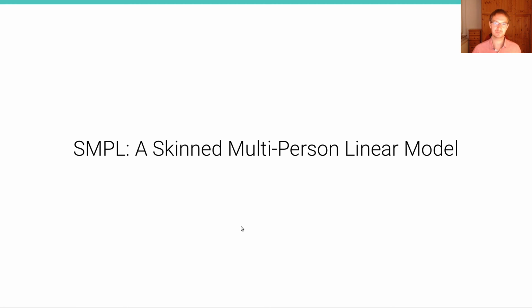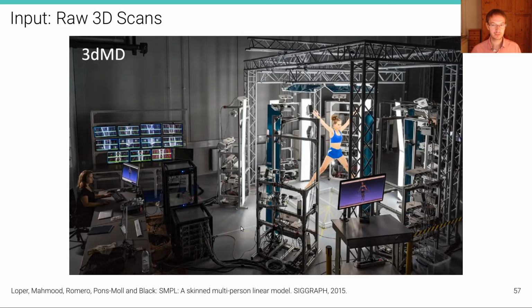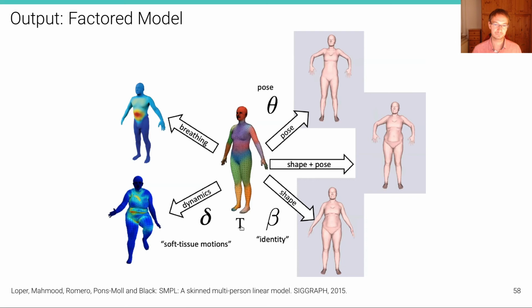SIMPLE is an acronym for a skinned multi-person linear model. And the idea is, as we've seen in the previous video, to take scans from a big human body scanner, take many of these scans, and to create a generative 3D model out of those. And to create this model in a way such that it is factored, that we have different controls for pose and shape, dynamics and breathing, and all the other factors that we might be interested in.